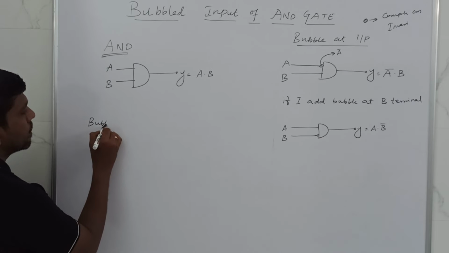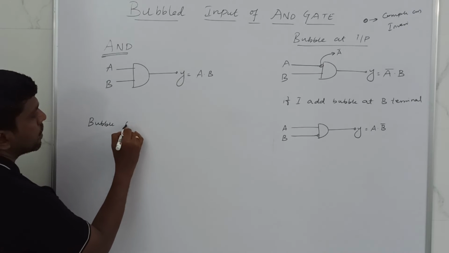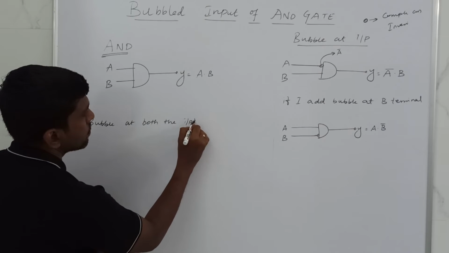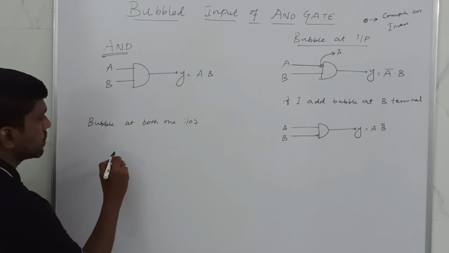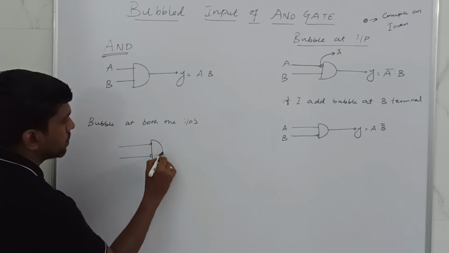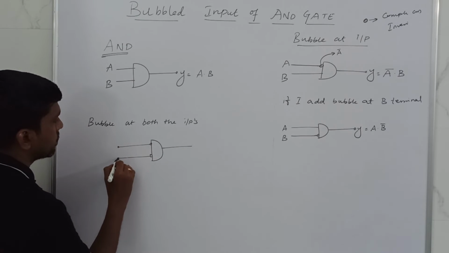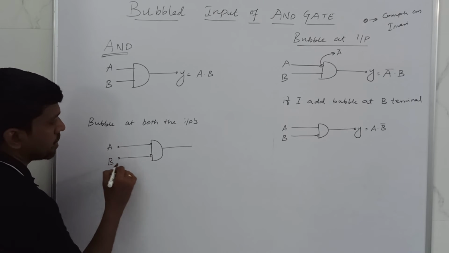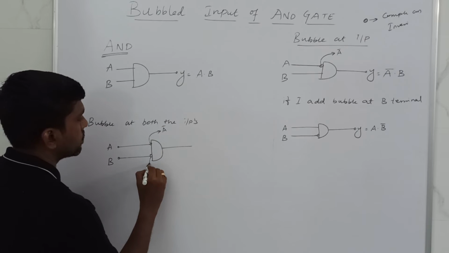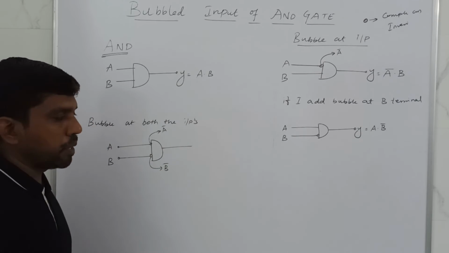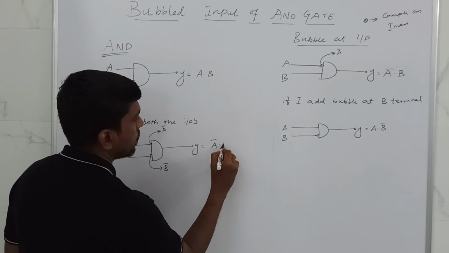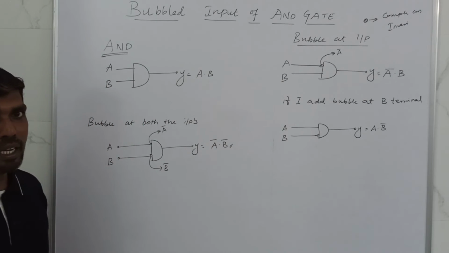Here I add the bubble at both the inputs. A and B are the input variables. After the bubble you will get A bar, and here you will get B bar. So Y is the output, and A bar dot B bar is the Boolean expression.